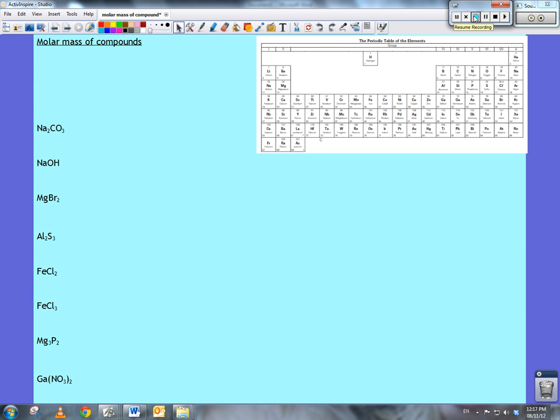Hello again, here we are again working out the molar mass of compounds. You'll want your periodic table, so just nip and get that. Press pause. Hello again, here we go. So, molar mass of compounds.